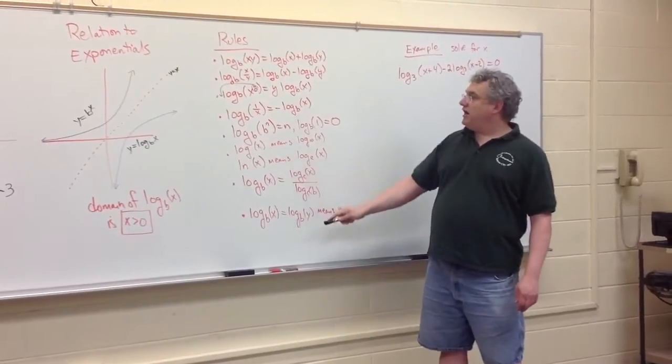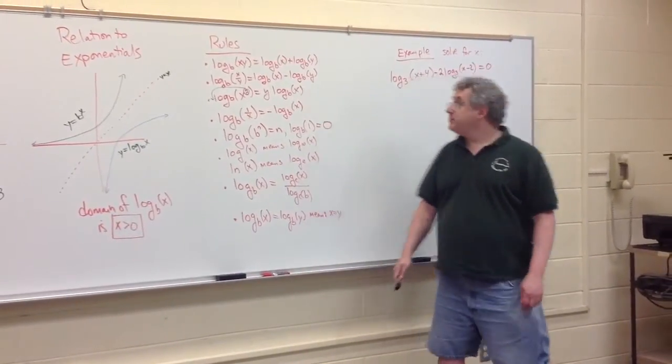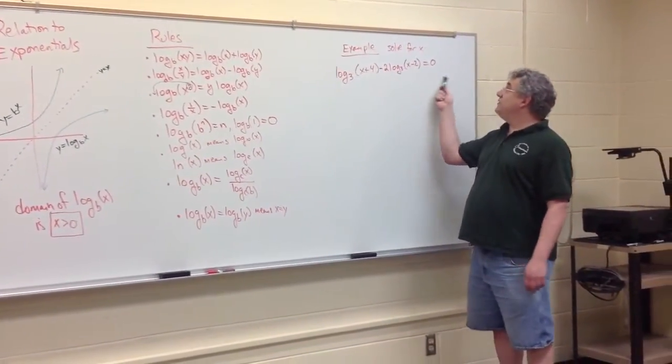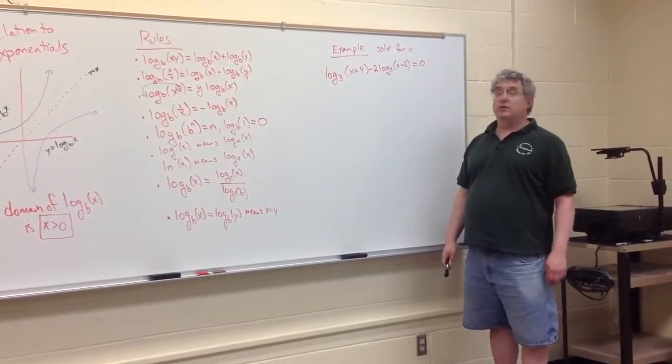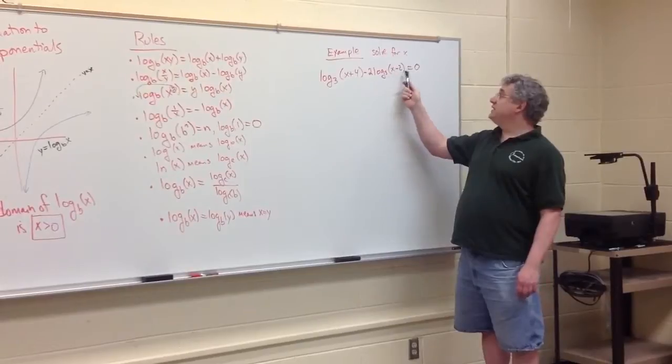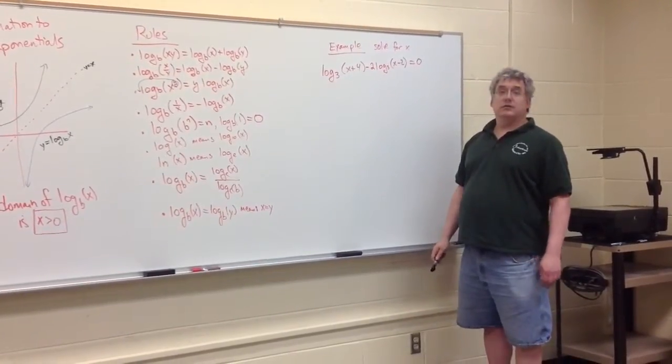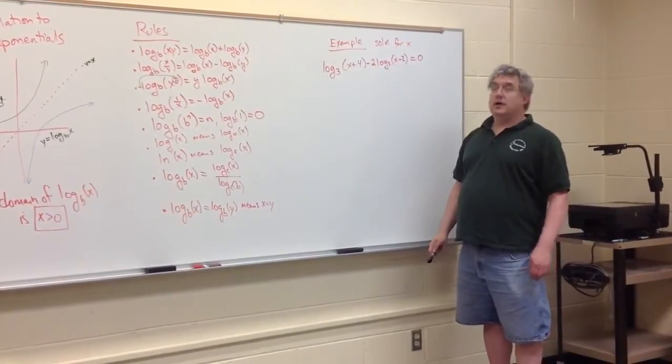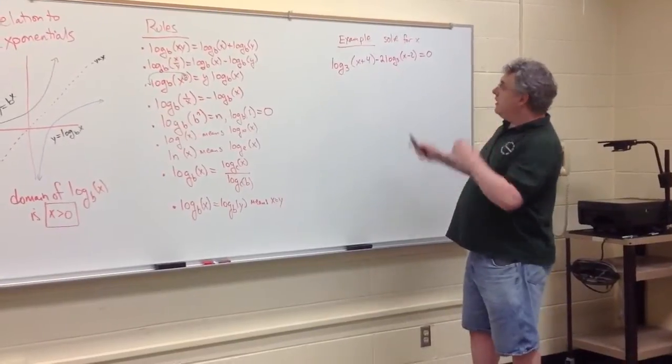How do these rules all help? Well, let's take a look. I want to know what x will make this whole thing true. Log base 3 of x plus 4 minus 2 times log base 3 of x minus 2 is 0. Okay, so how do we solve that?